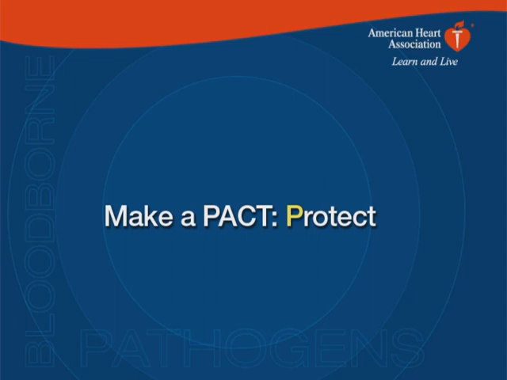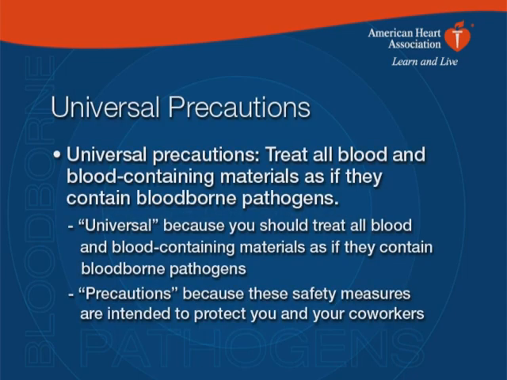This section describes how to protect yourself from bloodborne pathogens. If you come in contact with blood or blood-containing materials from a person infected with a bloodborne pathogen, there is a chance you may become sick. Because you cannot tell whether blood contains bloodborne pathogens, it is best to treat all blood and blood-containing materials as if they contain bloodborne pathogens. This is called taking universal precautions.